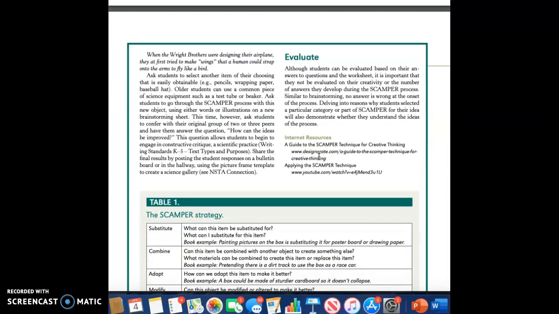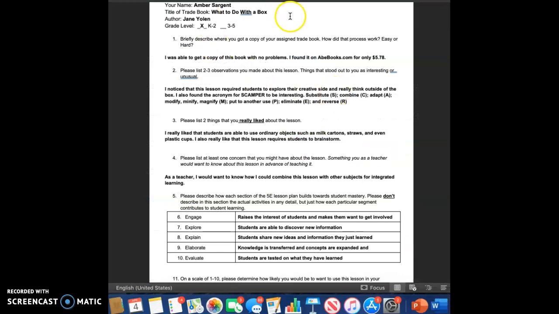And for the evaluate portion, students will be evaluated on the answers that they give on their worksheets and not on the creativity as a whole. So with this lesson, there is no wrong answer. The point is to get students to be as creative as they possibly can. And here is my worksheet.